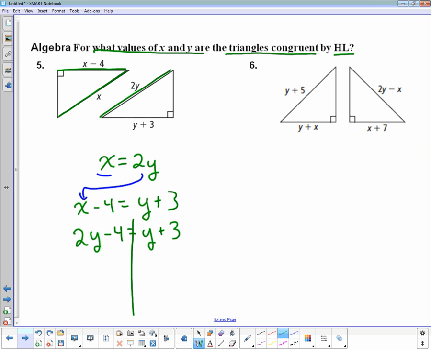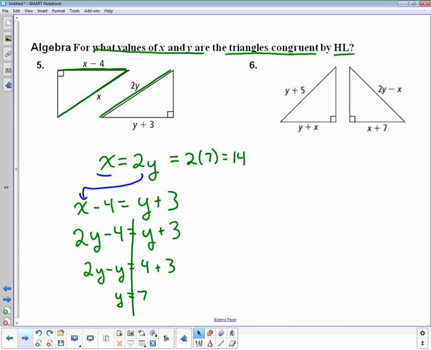I think you might have lost a line there. What do we get? Algebra? Right. So what is x equal? 14. X equals 14. So plugging back in. So x is 14 and y equals 7.